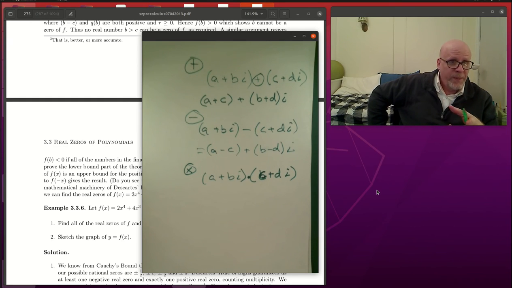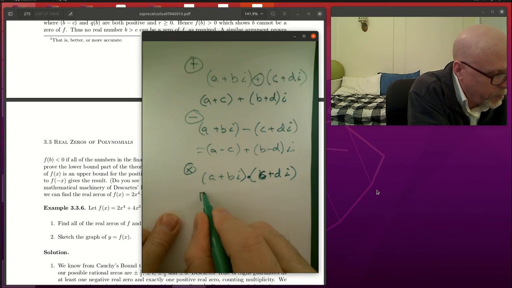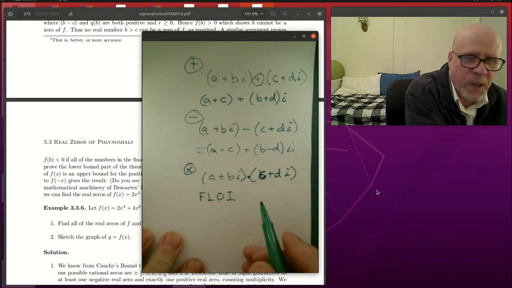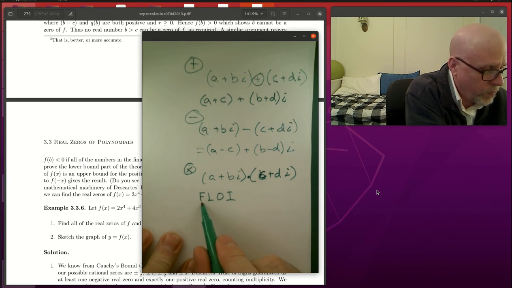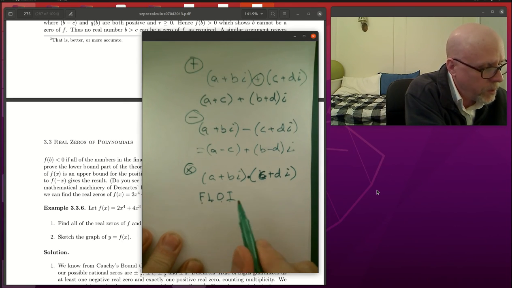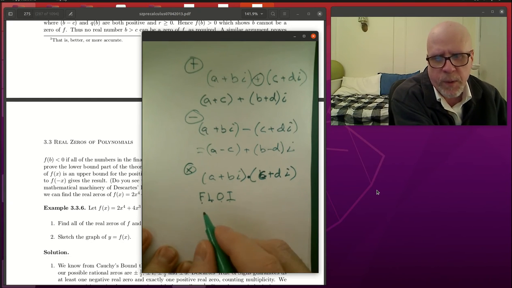Just the FOIL rule, right? Except I personally like to not FOIL rule, but FLOI rule when we're doing this. Just bear with me for a second. We're just going to do it in this order. First times first, then last times last, then outer times outer, and then inner times inner. Okay. So what's first times first?